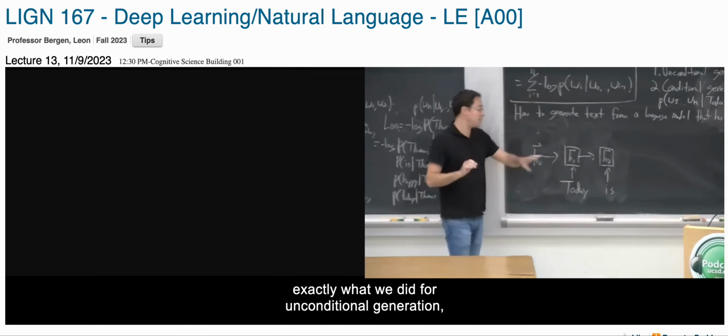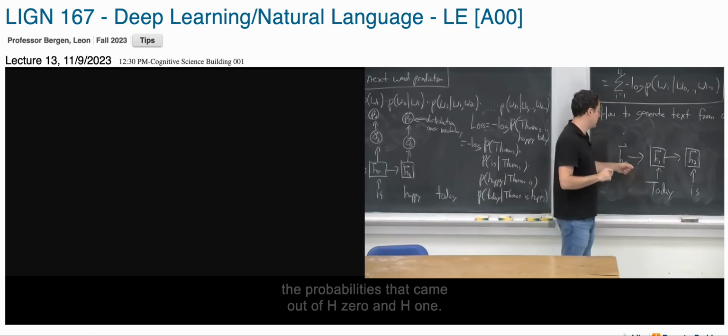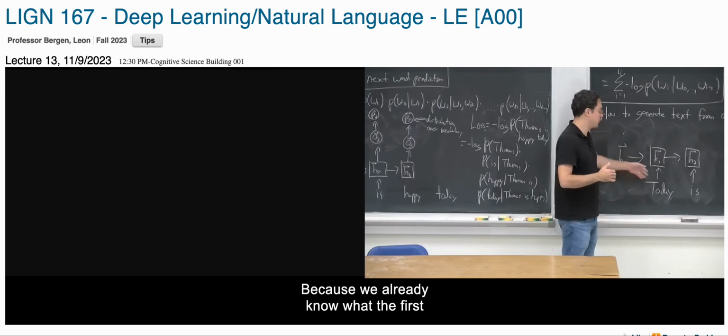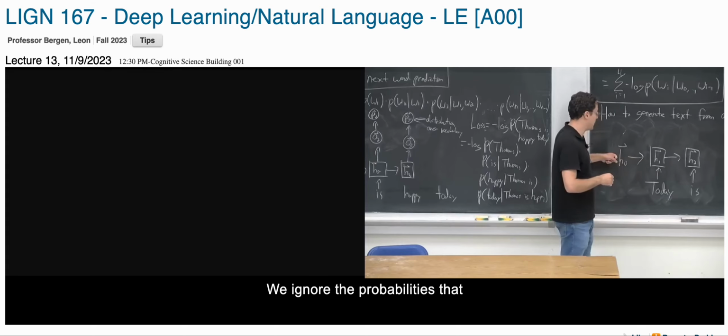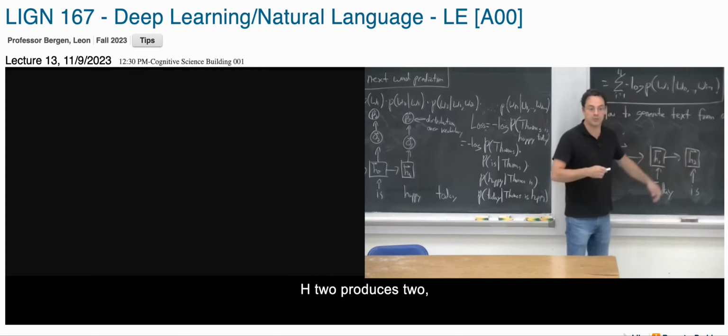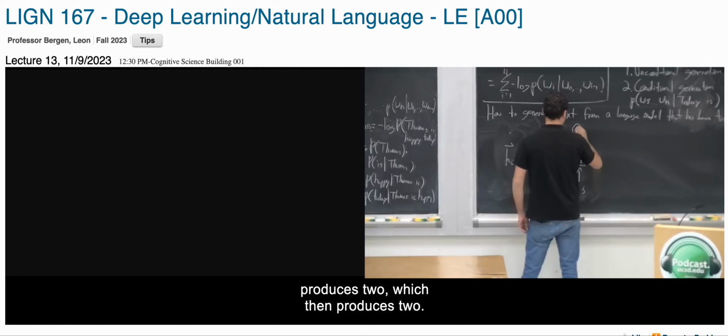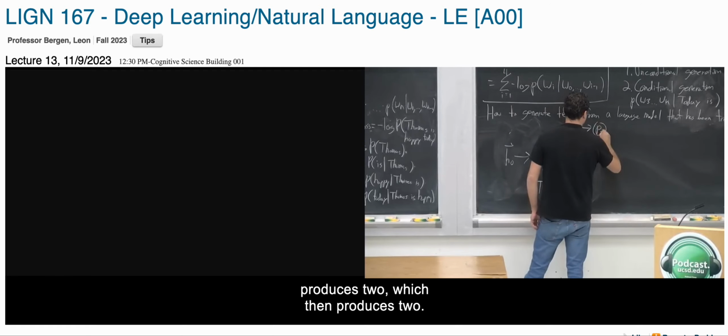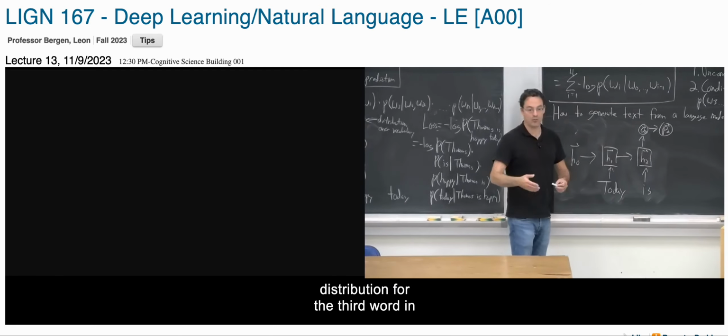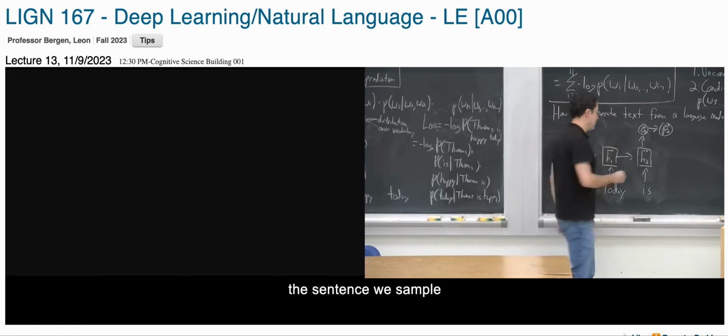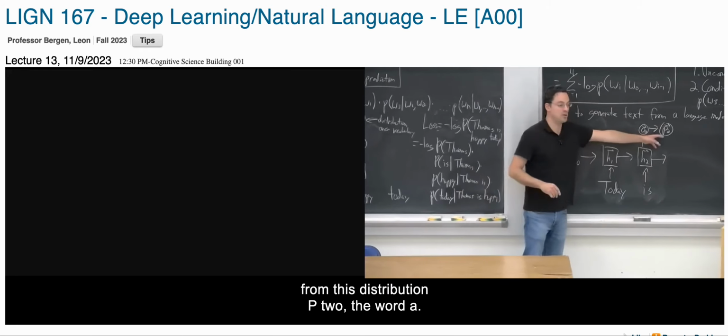Exactly. So it's going to be exactly what we did for unconditional generation, except that we don't care about the probabilities that came out of H0 and H1 because we already know what the first and second word in the sentence are. So we ignore the probabilities that come after H0 and H1. We only start with the probabilities that H2 produces. So H2 produces O2, which then produces P2. This is the probability distribution for the third word in the sentence. And maybe we sample from this distribution P2 the word A.